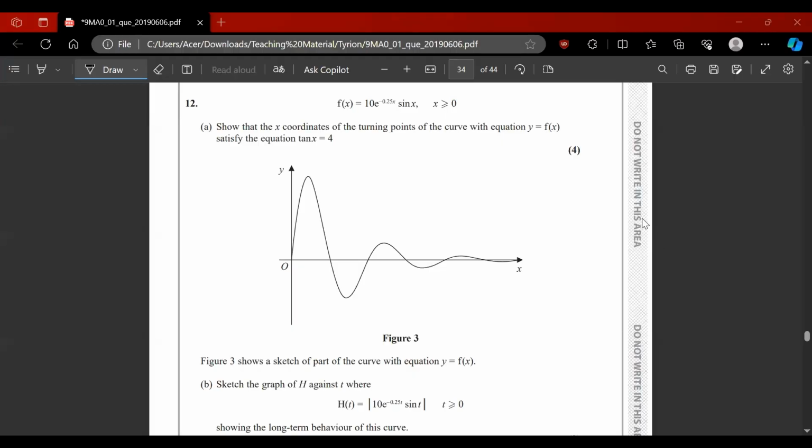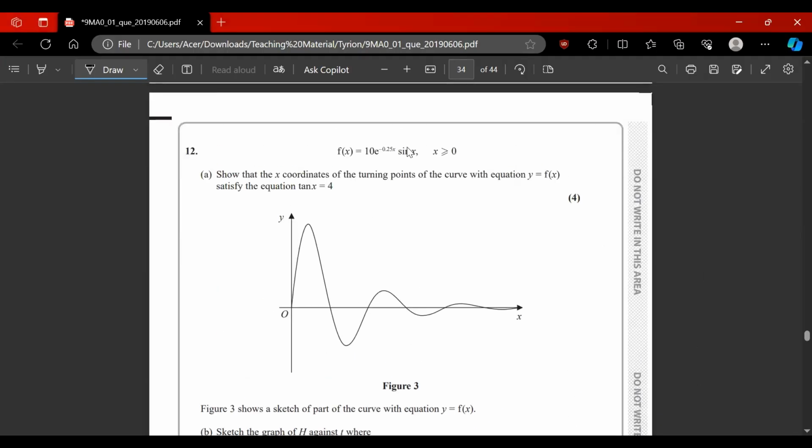So in question 12, we are given the function f(x) = 10e^(-0.25x) sin x. And in part A, we're supposed to show that the x-coordinates of the turning point of the curve with the equation y = f(x) satisfy the equation tan x = 4. All right, so for this, we need to differentiate our given expression here.